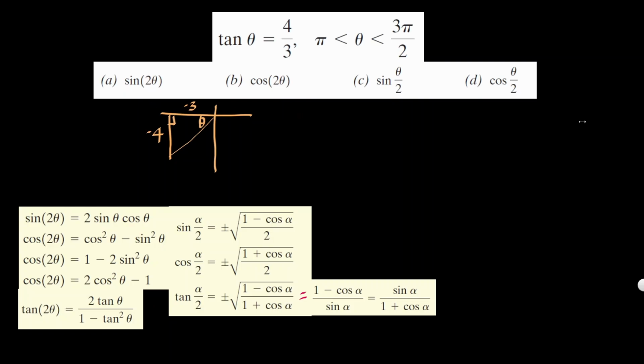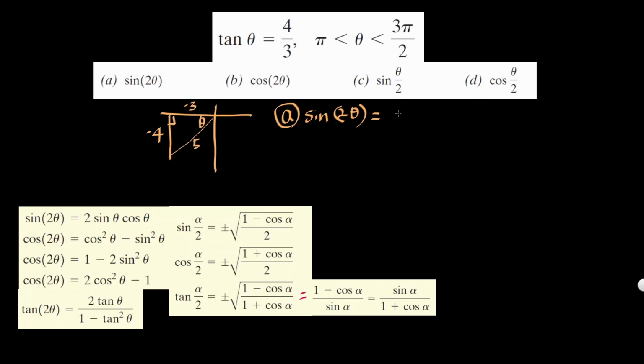Okay, so part A says you have to get sine 2 theta. Double angle formula for sine over here. Let's complete the triangle first. If this is 3, this is 4, the hypotenuse must be 5. The hypotenuse never gets negative, it's always going to be positive.